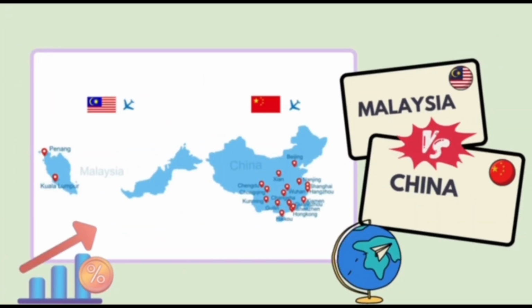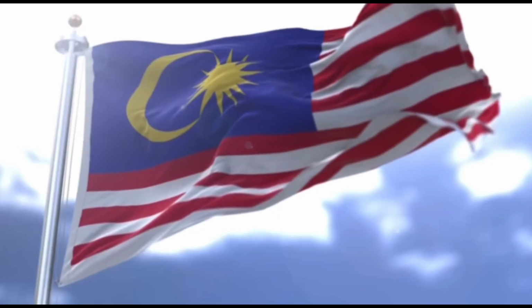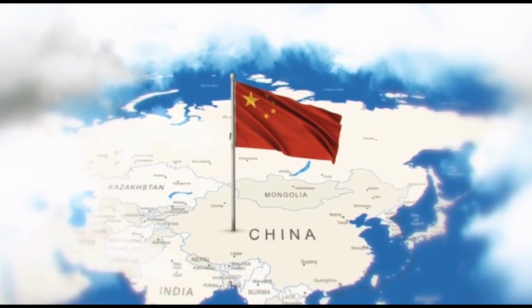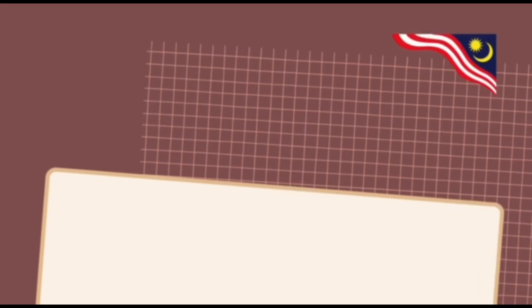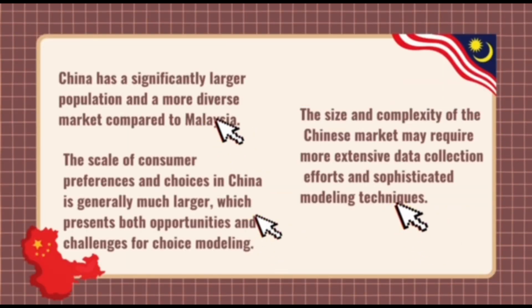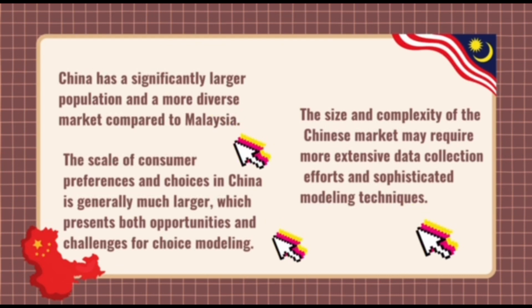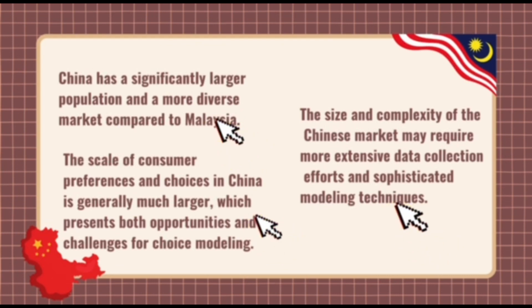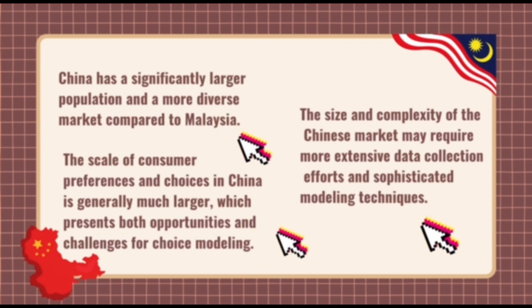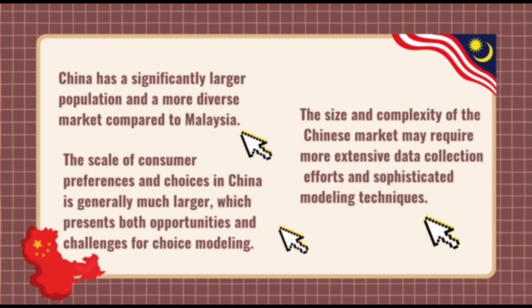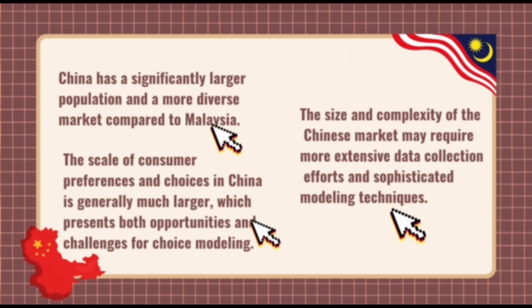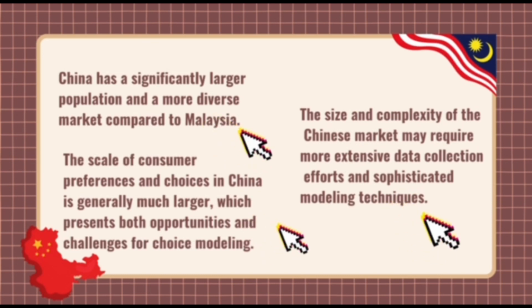So, this is a general comparison of choice modeling in these two countries based on their respective contexts, which are Malaysia and China. First is market size and economic landscape. China has a significantly larger population and a more diverse market compared to Malaysia. The scale of consumer preferences and choices in China is generally much larger, which presents both opportunities and challenges for choice modeling. The size and complexity of the Chinese market may require more extensive data collection efforts and sophisticated modeling techniques.